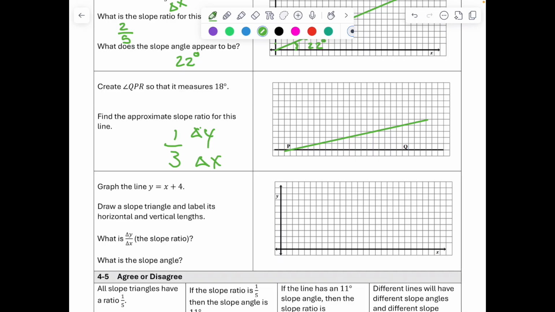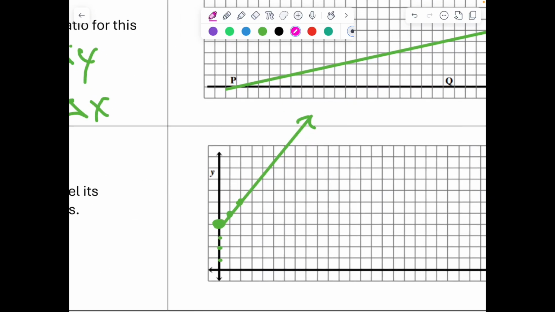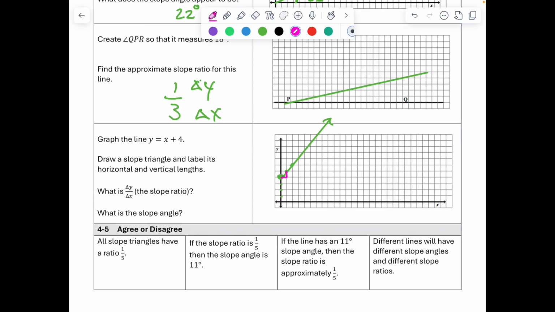The line x plus 4, we would be starting at 4 here and then just going up 1 every time. Draw the slope triangle and label its horizontal and vertical. So this is up 1 over 1. So this is a 1 over 1. Slope ratio is 1 over 1. And the slope angle ends up being 45 degrees.